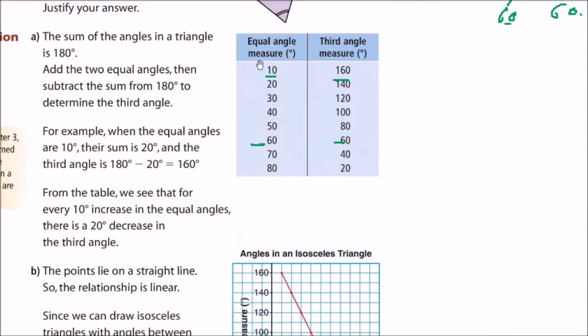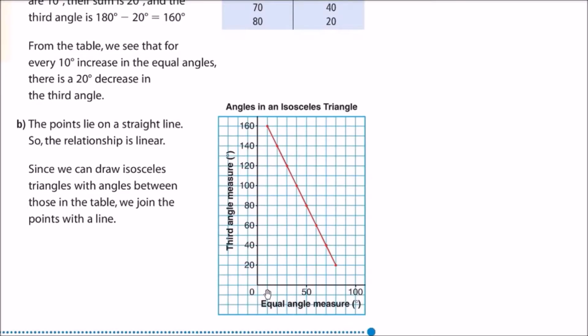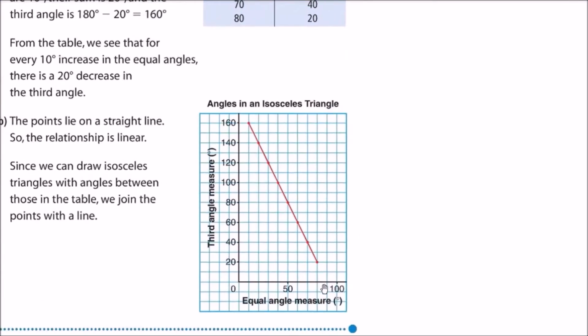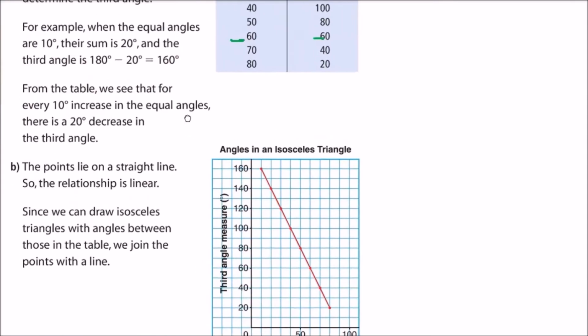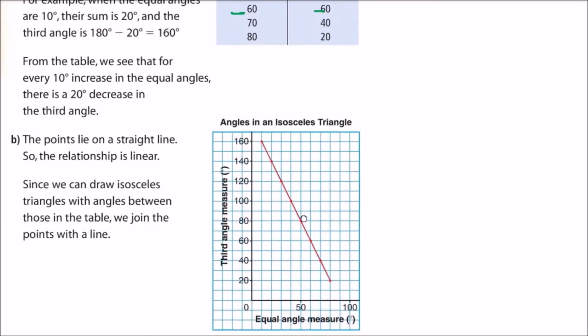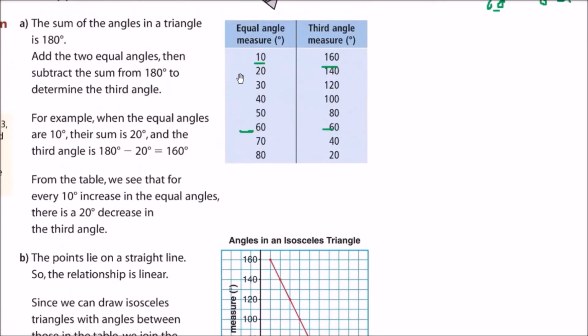If you see, we have just plotted these points. x is 10, so it is 160. See, x is 10, this is going to be 160. So this is 10, 160. And the last one is 80, 20. So this is 80, this is 20. So this is the linear relationship. But one thing is there, because of this linear relationship, we can easily find out any value between this.